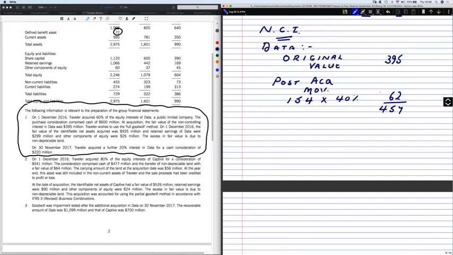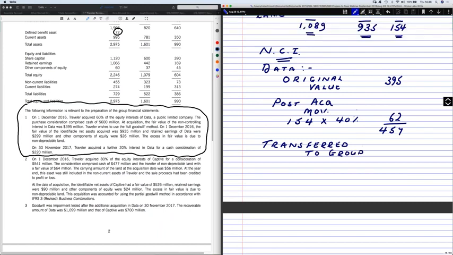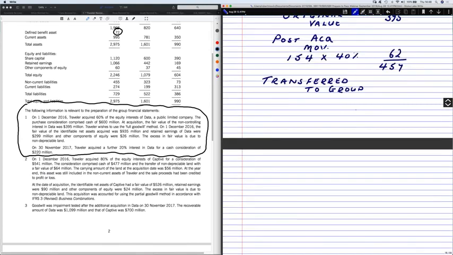At the point of the step up, this further 20%, the NCI is being carried at 457, and then of course we've got this shift, and I'm going to put another line in here, which is to say transferred to the group. And remember, we're transferring from the NCI to the group a percentage of net assets and goodwill, and I'm going to pick up the figure of 457, and I'm going to multiply it by what, please?